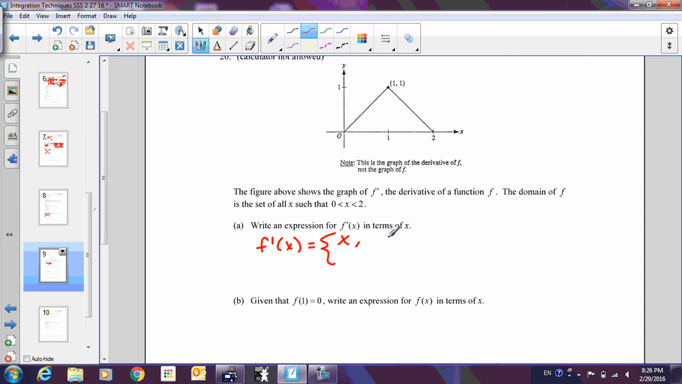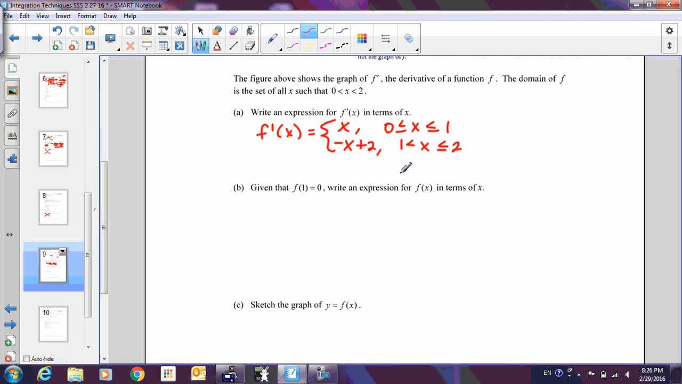Because this is the graph of f prime, that's all we're doing right now. This would start at 0, and this would end at 1. For this line, going up here, the y-intercept is going to be 2, and it's going to have a negative slope. So this is going to be negative x plus 2, and it starts at 1, and it ends at 2. That was stuff we did at the beginning of the year. The reason is because in this problem, we're writing an expression for f, so we've got to integrate.